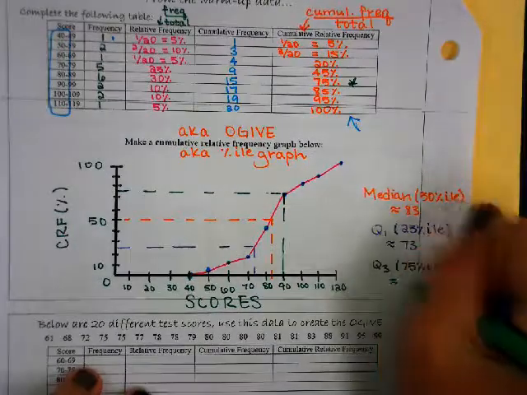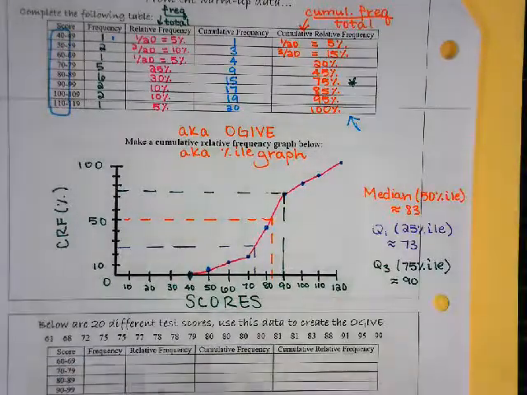So then I could ask you to find the IQR, which is Q3 minus Q1.